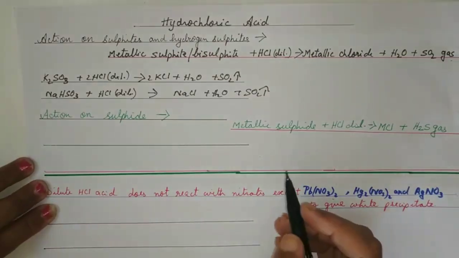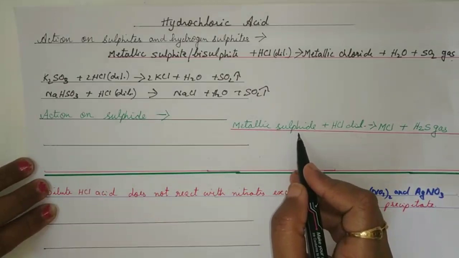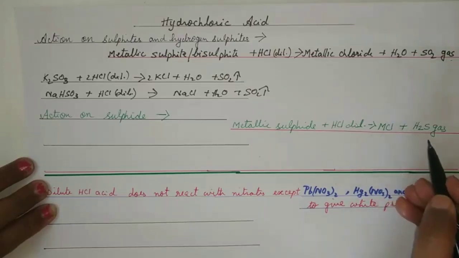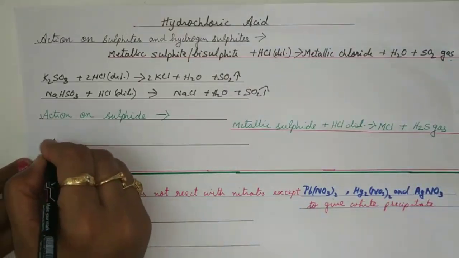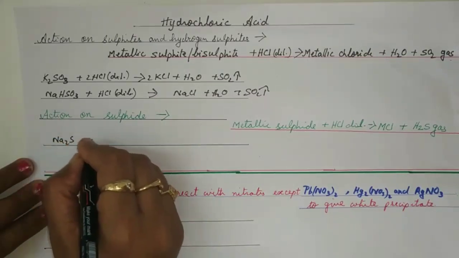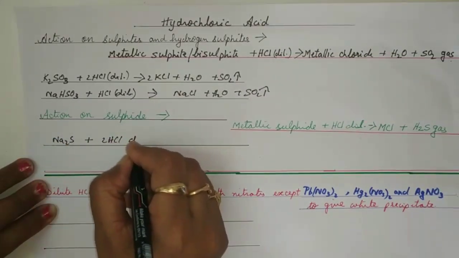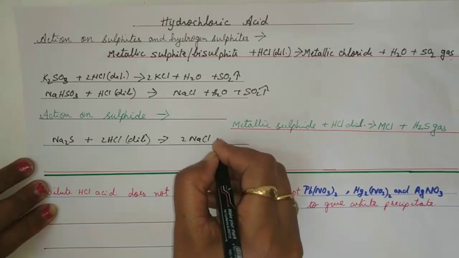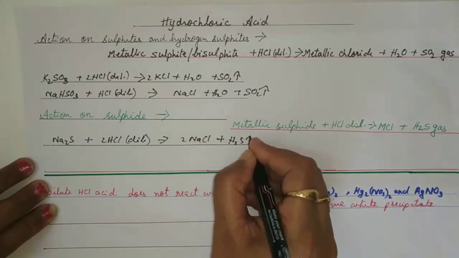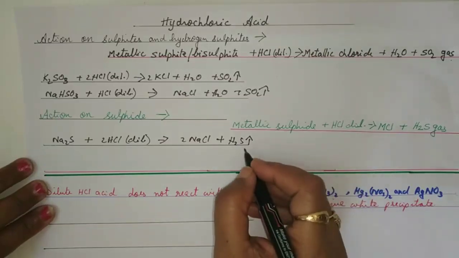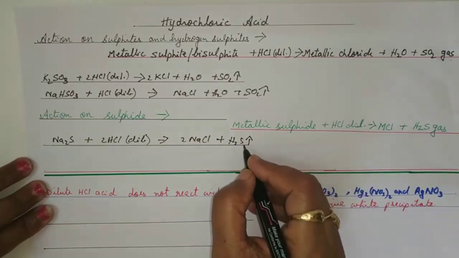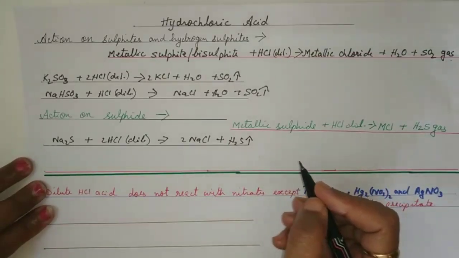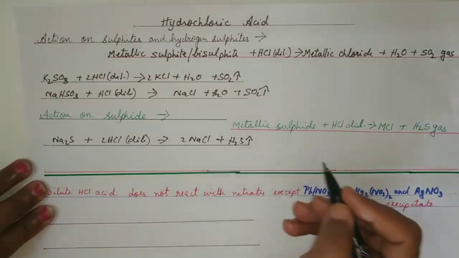Now the next reaction is action on sulfide. The metallic sulfide with dilute HCl will give you salt and H2S gas, that is metallic chloride and H2S gas. And here the reaction is, say, sodium sulfide plus dilute HCl giving you the salt, sodium chloride, plus H2S gas. So it has a specific odor, it has a certain chemical test, which again I'm going to discuss, as I told you just now, in the video on practical chemistry.